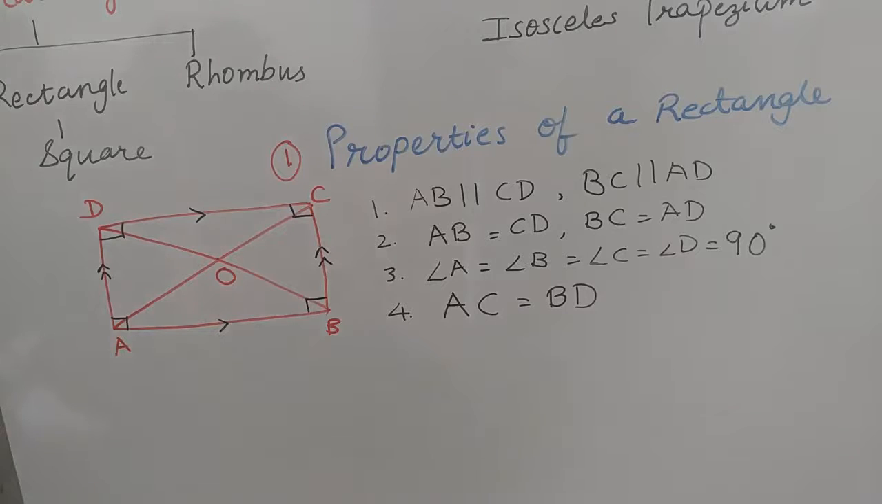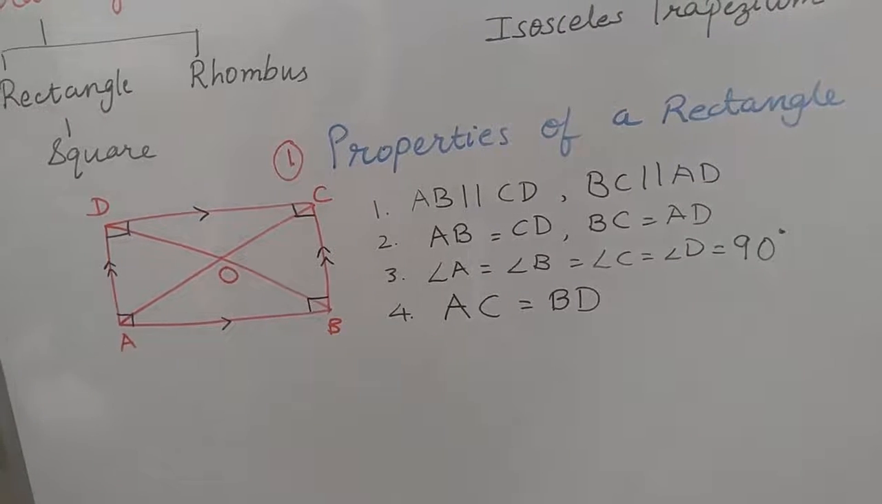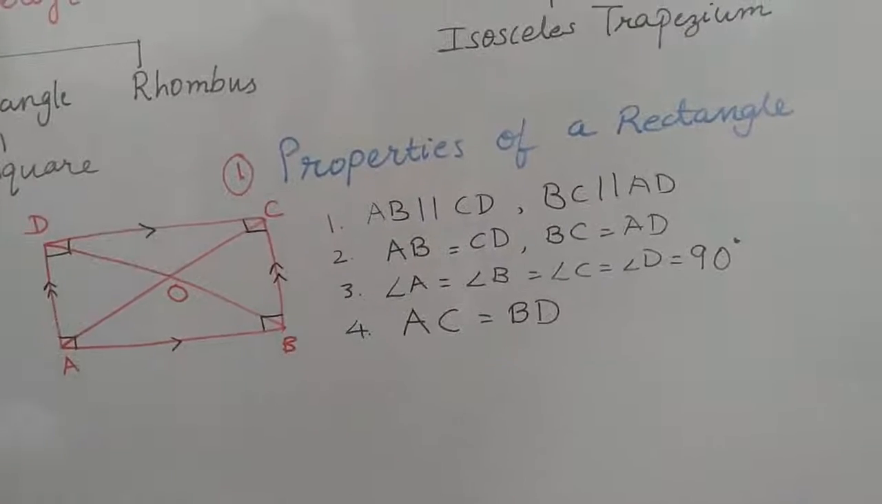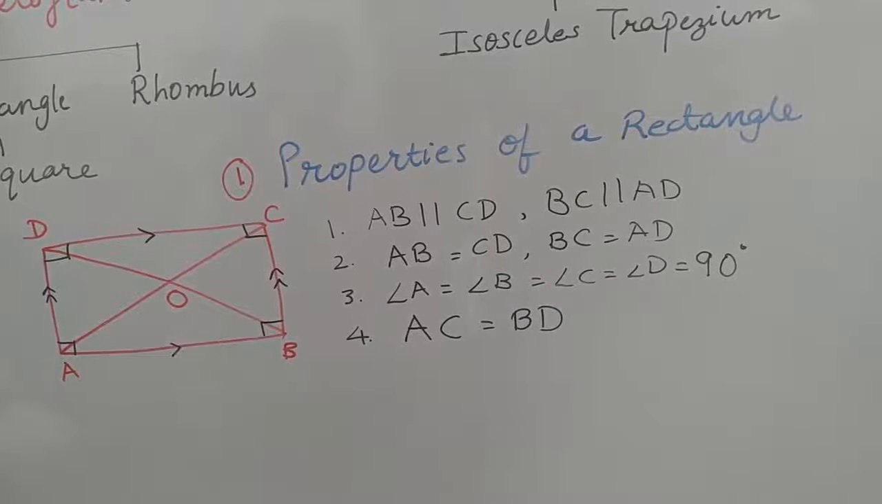Then we can say that they do not. Some students might have the impression in their mind that here they meet at 90 degrees or they bisect at 90 degrees. But it is wrong. Here in a rectangle, the diagonals do not intersect at 90 degrees. Only AC is equal to BD. So these are the main four properties of a rectangle we have seen now.